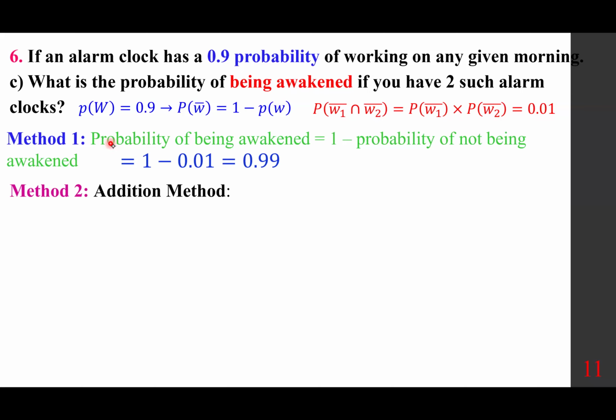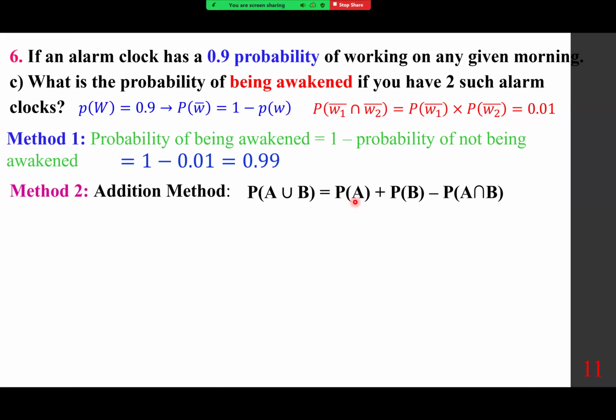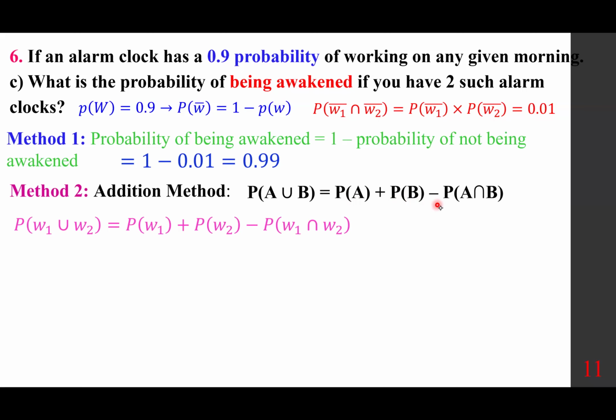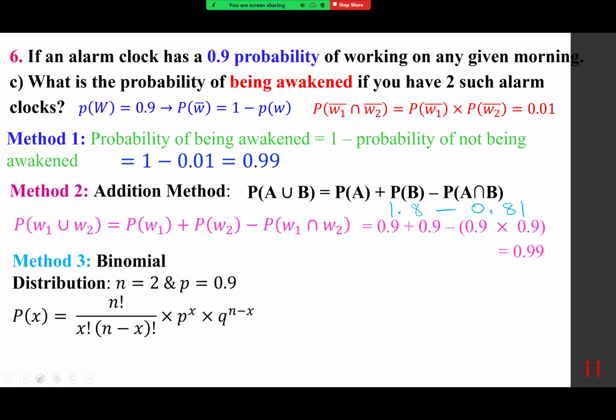Here's the second method, addition method. Probability of A union B is probability of A plus probability of B minus probability of A intersection B. Each one has a probability of 0.9. We use this formula, probability of W1, which is 0.9, plus probability of W2, which is 0.9, minus this. Remember, it's 0.9 times 0.9. It's the working, okay? So this becomes 1.8. This becomes 0.81. And we get the same 0.99.